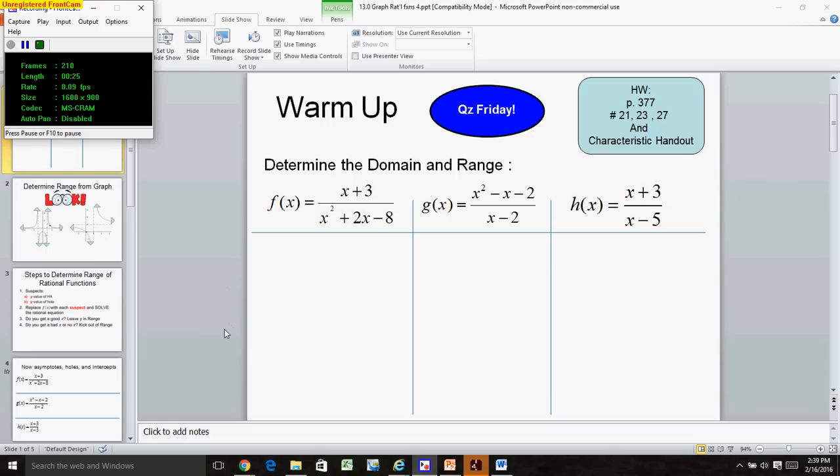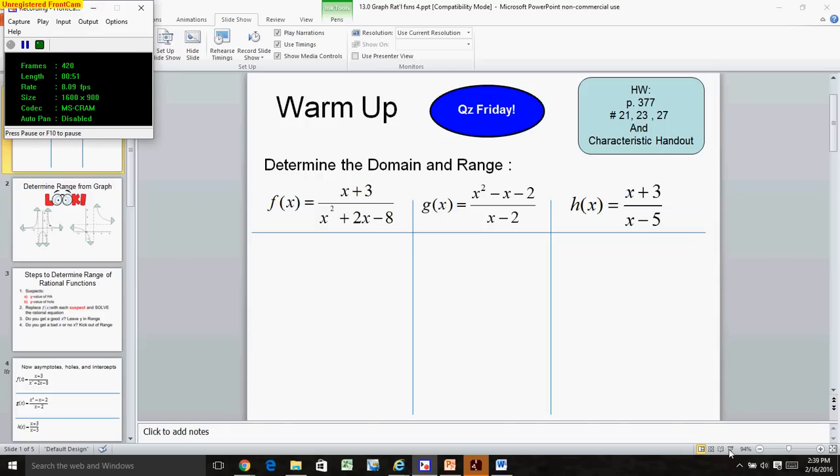And as you can see from my warm-up slide, you have a quiz on Friday. It's graphing, just one graphing characteristic test. Notice that I have given you homework problems, 3 problems in the book, and characteristics. The handout that I would have given you is the last slide of this presentation. So we're really going to do this part of the homework together.